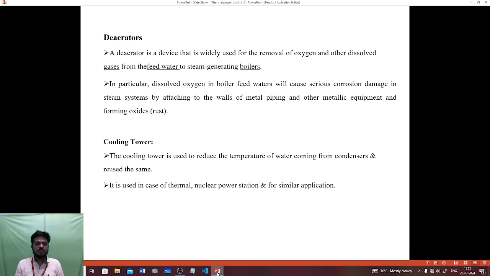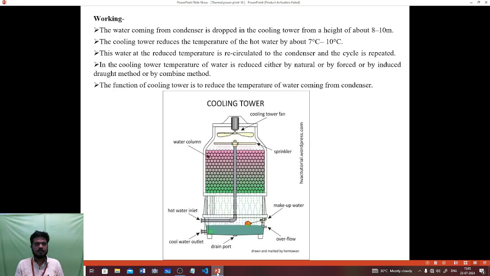And it is used in the case of thermal nuclear power stations and for similar applications. Next, we are going to see about the working of a cooling tower. The water coming from the condenser is dropped in the cooling tower from a height of about 8 to 10 meters. The cooling tower reduces the temperature of the hot water by about 7 degrees Celsius to 10 degrees Celsius. This water at the reduced temperature is recirculated to the condenser and the cycle is repeated.